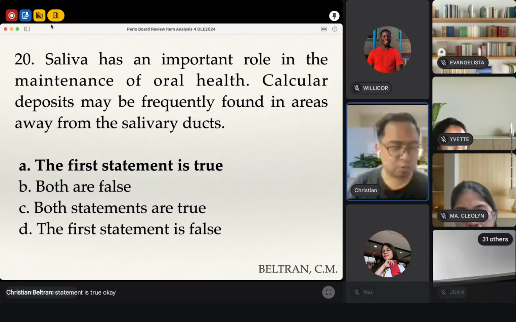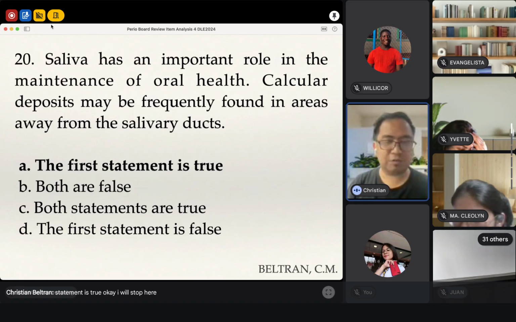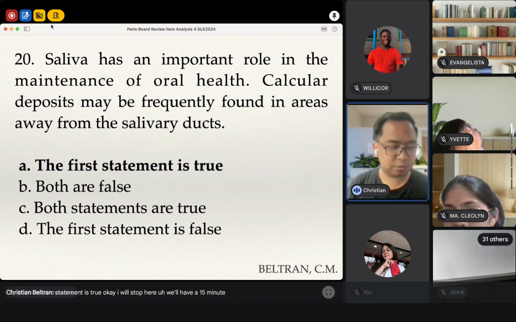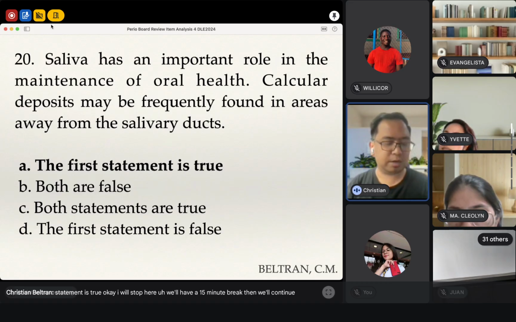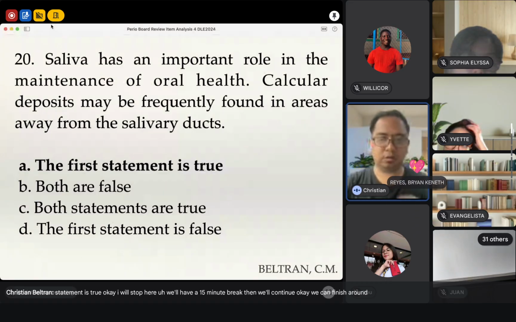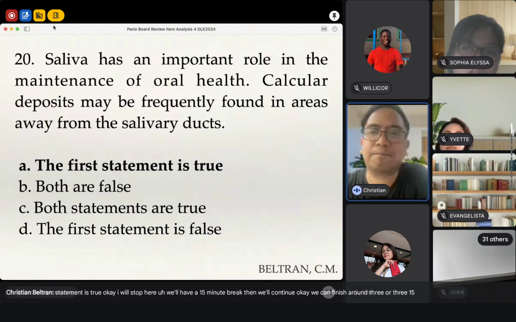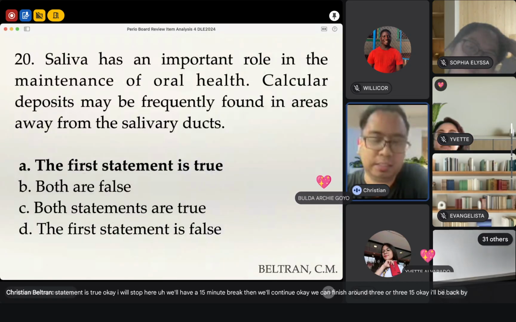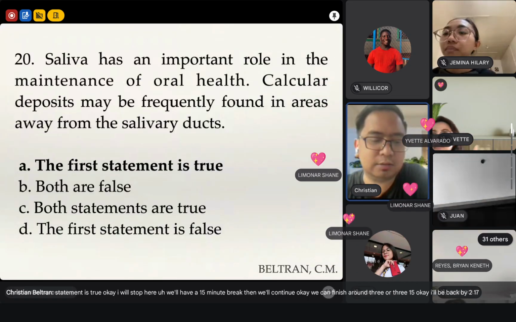Okay? So we'll stop here. We'll have a 15-minute break, then we'll continue, so that we can finish around 3 or 3:15. We'll be back by 2:17.